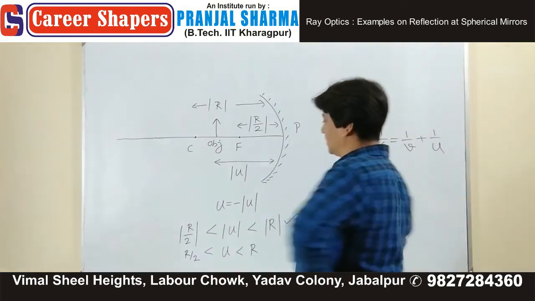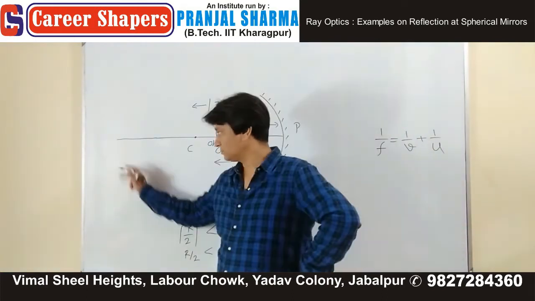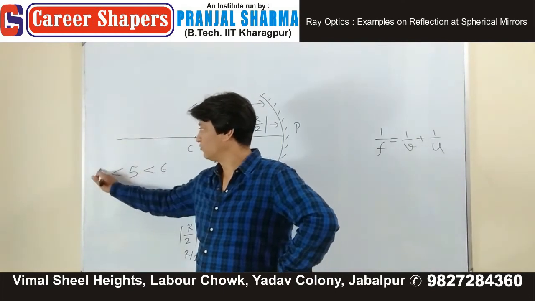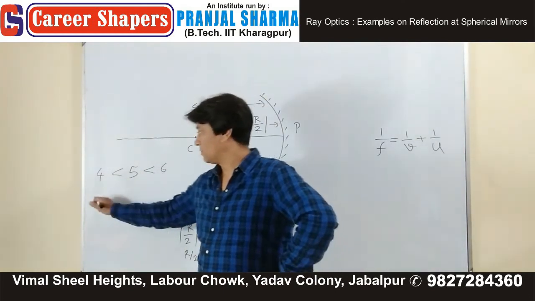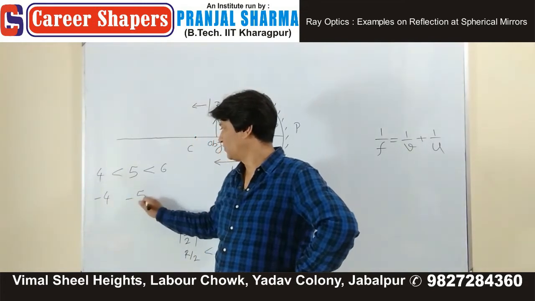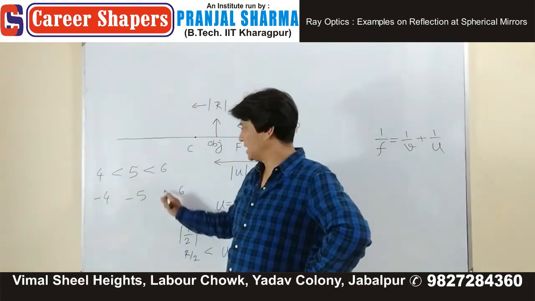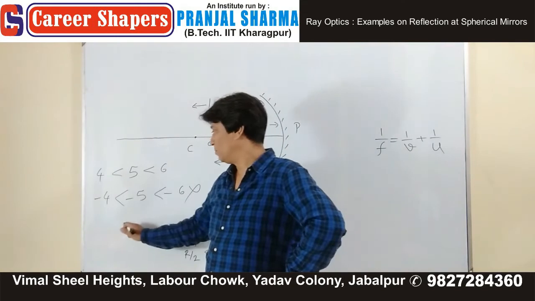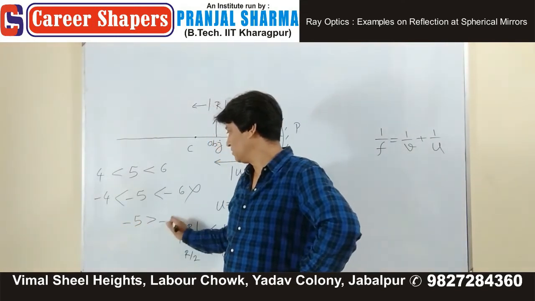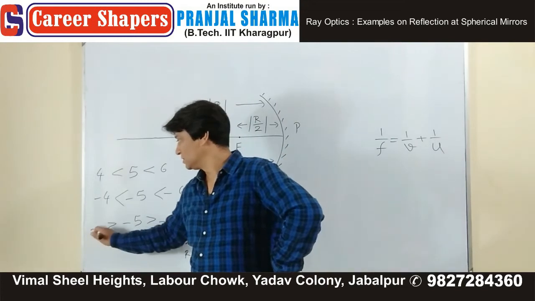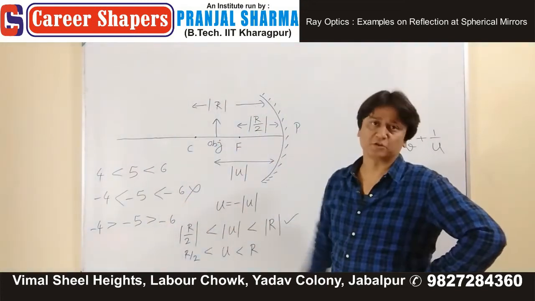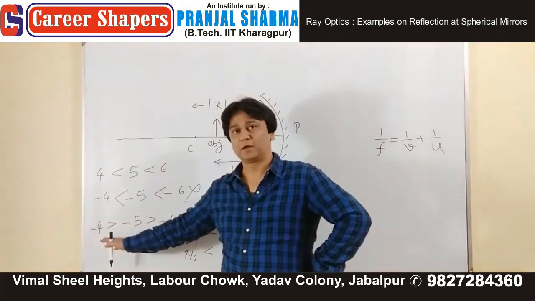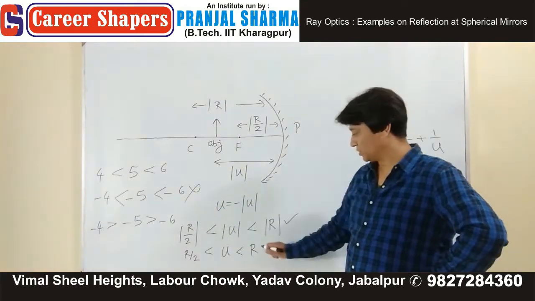Now some of you are saying yes and some are saying no. 5 is less than 6 and greater than 4. What about minus 4, minus 5 and minus 6? Can I still say this? The answer is no. Minus 5 is greater than minus 6 and is smaller than what? Minus 4. Basic thing. And therefore, this is not the correct relation.